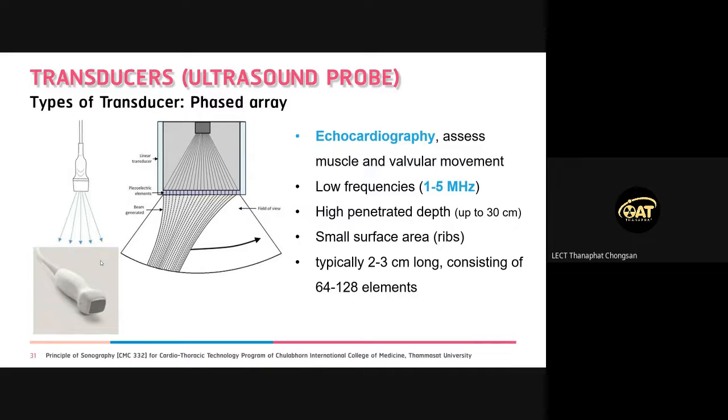Okay, the final type is the phase array. Phase array is used to examine in echocardiography, especially muscle or valve of the heart, and uses a frequency of only 1 to 5 MHz. For the PZT element, all elements will be used at the same time to create sound wave. That is different from linear and convex.